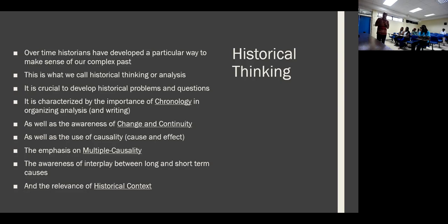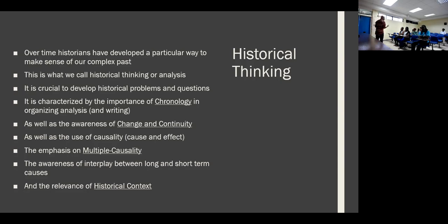Anyway, what I'm saying is that historical thinking tends to affect not just how we analyze the past, but also how we look into the past, how we frame our problems and questions, the ones that we want to solve. And as I mentioned, this historical thinking is characterized by the importance of chronology in organizing our analysis and our writing.